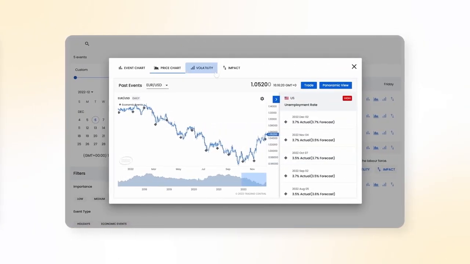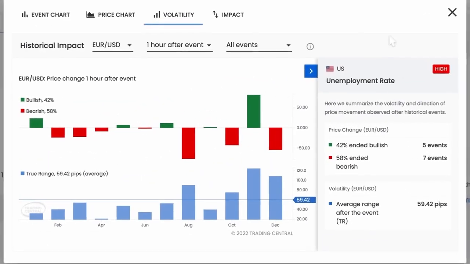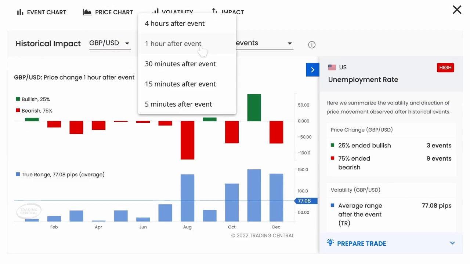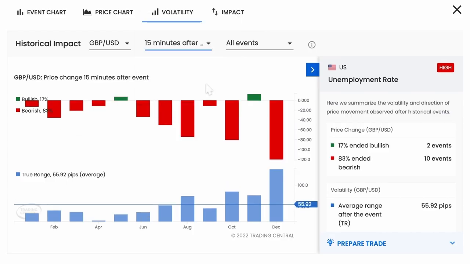Let's select the Volatility tab to view the historical trend of an FX pair for a chosen observation period following the economic event. As a trader, I'm interested in seeing whether the pound and the US dollar was bullish or bearish 15 minutes after the United States unemployment rate was announced.